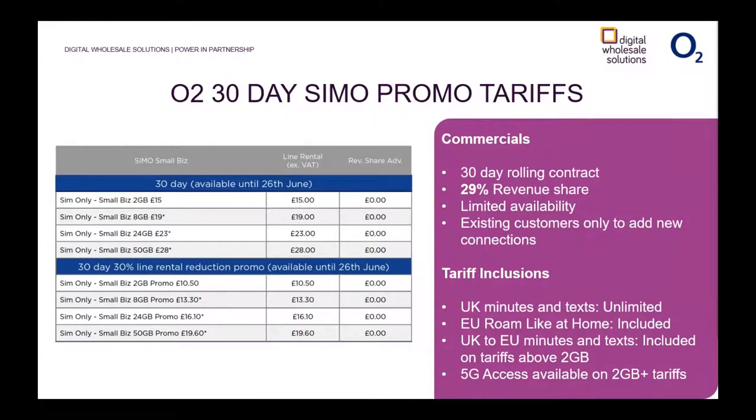That's a list from the guide in terms of the existing 30-day SIMO promo tariffs that are available right now. Obviously, this list of tariffs is due to be extended or refreshed when we get the new ones launched in July. But as you can see, significant amounts of data for relatively low line rental cost, 50 gig for £28, and those promotional tariffs are paid at 29%.